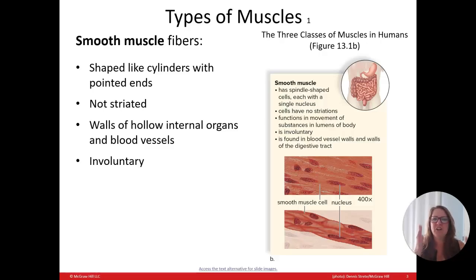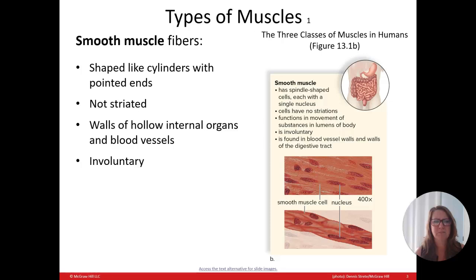They have a nucleus. But other than that, you're not going to see any stripes. It doesn't call out to you that, oh my gosh, I'm skeletal muscle or I'm cardiac muscle. It just sort of looks like, honestly, a raw piece of meat. I'm going to say it. When you eat meat, though, you're likely eating skeletal muscle unless you eat organ meat.